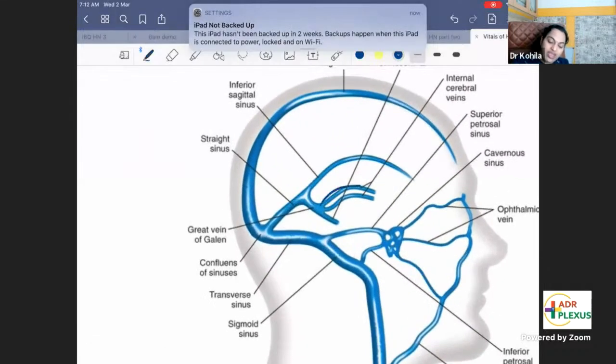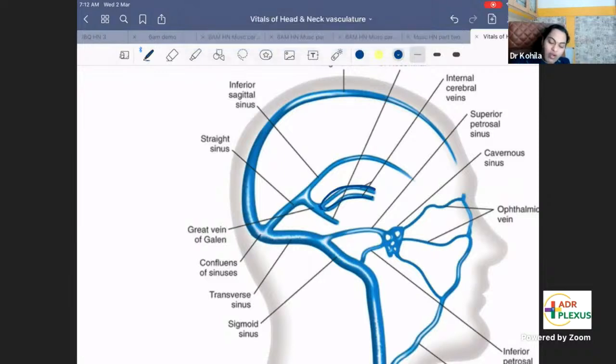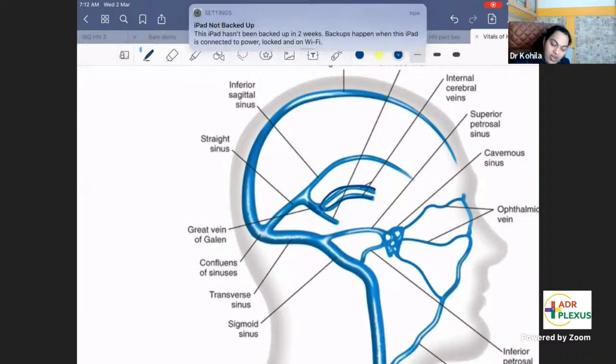The internal cerebral veins are in the region of the diencephalon. They unite to form the great cerebral vein of Galen. That will join with the inferior sagittal sinus to form the straight sinus.